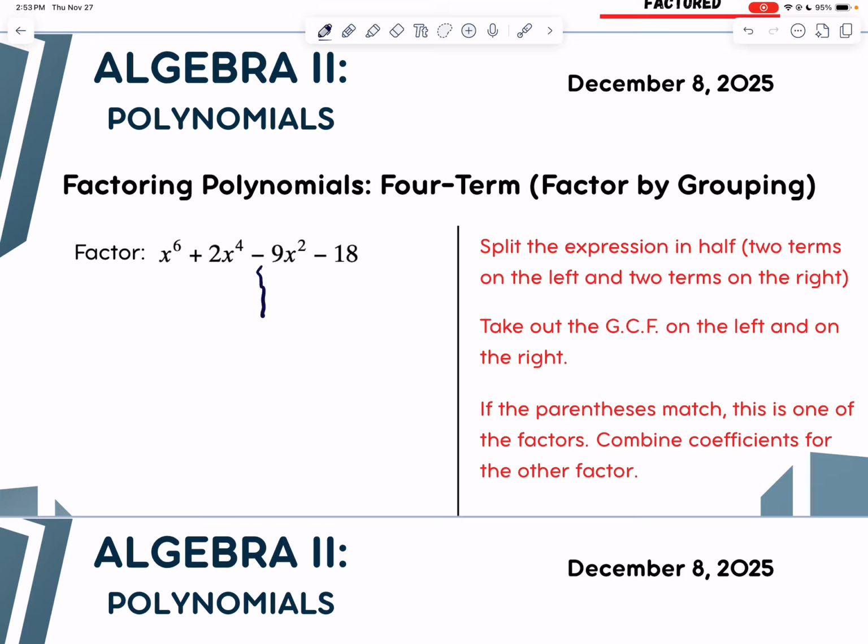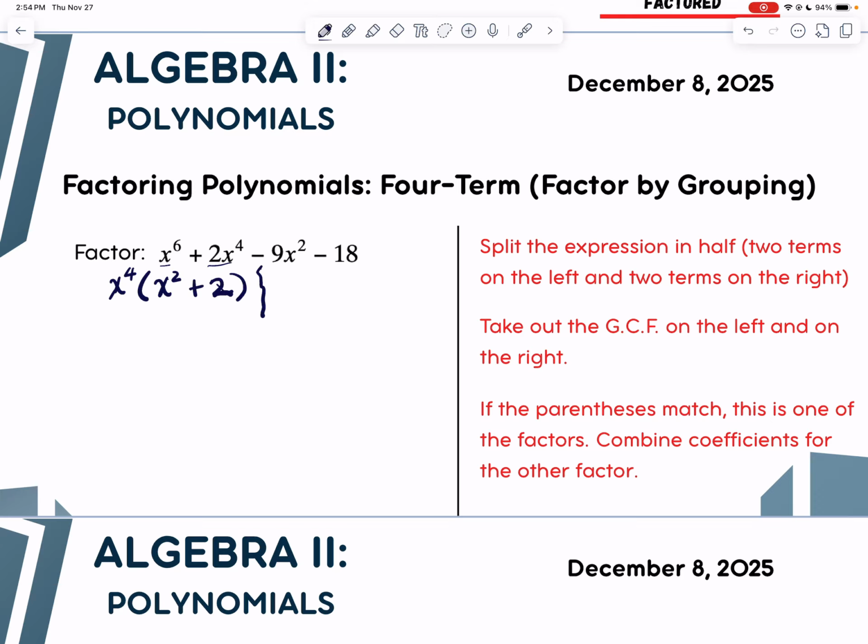And then we can factor out the GCF for each of those sections. So for the terms on the left, we're looking at the highest number that can go into 1 and 2, which is just 1. So 1 is the numerical part of our GCF over here. And we're looking for the highest x that can go into x to the 6th and x to the 4th, which is x to the 4th. So our GCF on the left side is 1 x to the 4th. And I don't need to write the 1, I can just write x to the 4th. And so when I divide x to the 6th by x to the 4th, I get x squared. And when I divide 2x to the 4th by x to the 4th, I get 2.